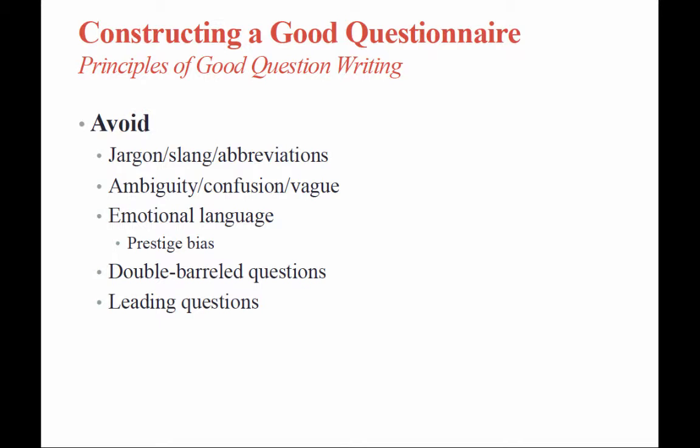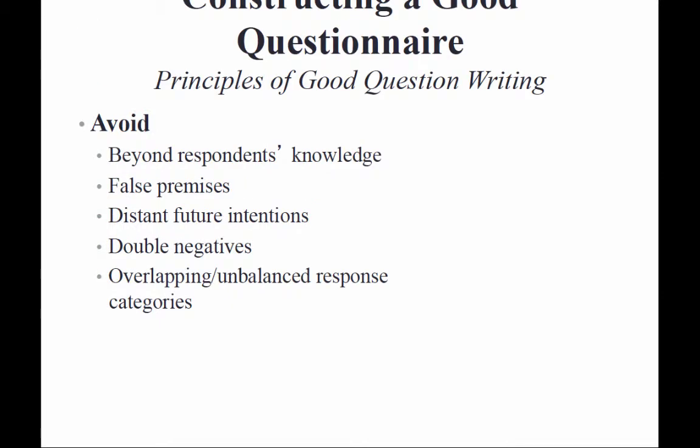Now, if you want examples of what bad survey questions look like, I would encourage you to look on page 318 in the textbook. Also, when you're thinking about these survey questions, and this is coming largely from page 318 in the textbook, you certainly want to avoid questions that go beyond the knowledge that the respondent has.